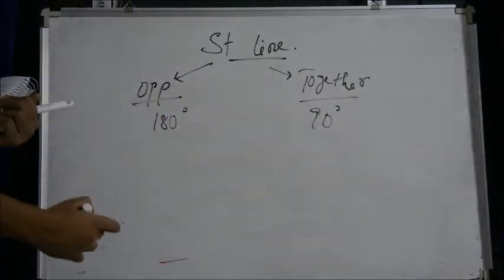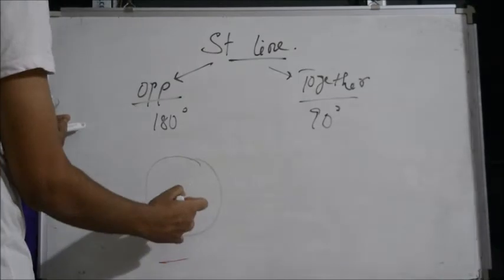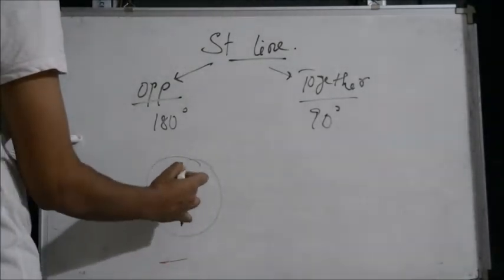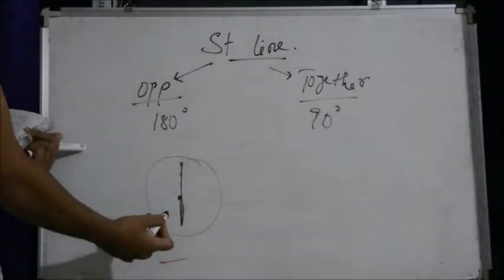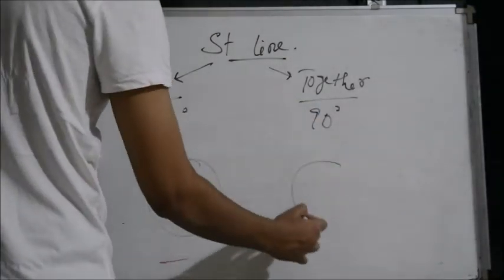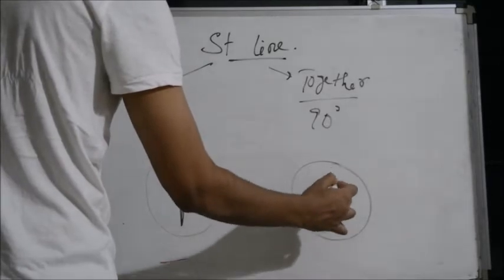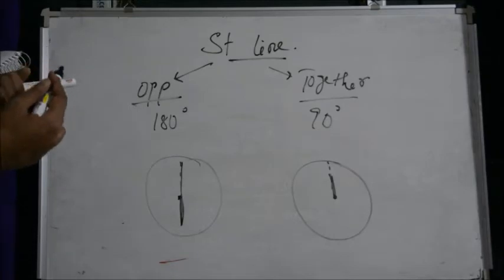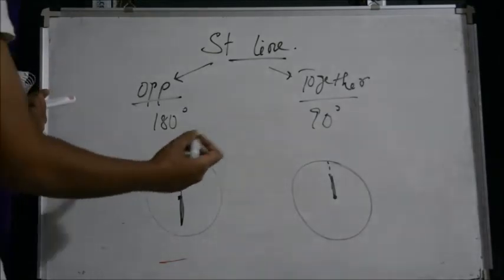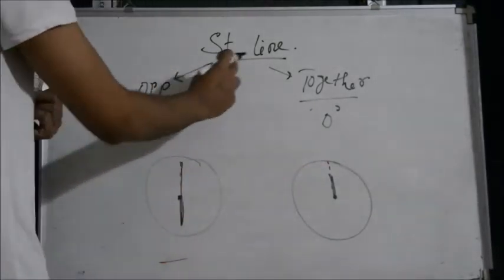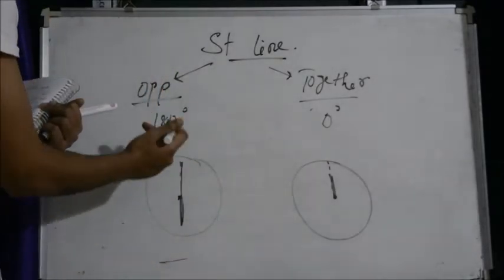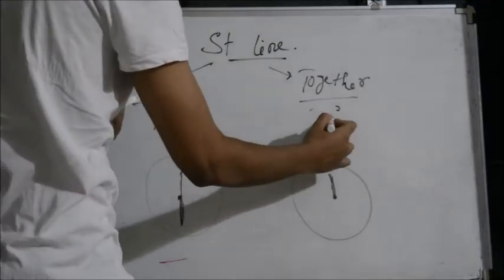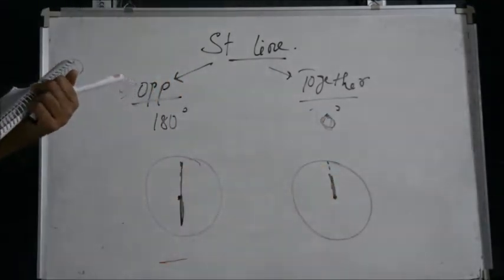One example of opposite is 6 o'clock. At 6 o'clock we have the minute hand and hour hand exactly opposite. Together is like 12 o'clock, where the minute hand and hour hand are towards the same side. That is together, this is 0 degree. So a straight line is when the hands are opposite at 180 degree or towards the same side at 0 degree.